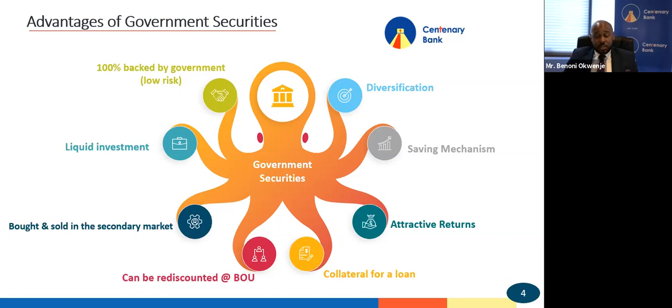Another advantage of investing in these instruments is collateral. If you wanted to go and get a loan from a commercial bank, most banks that I know are more than happy to take your government securities as collateral. If you ask me, it's actually the best sort of collateral. It's better than a land title. Why? Because it's as good as cash. It's 100% backed by government. So in a nutshell, those are some of the advantages. We can talk even more, but I think these are the key ones that I wanted to highlight.